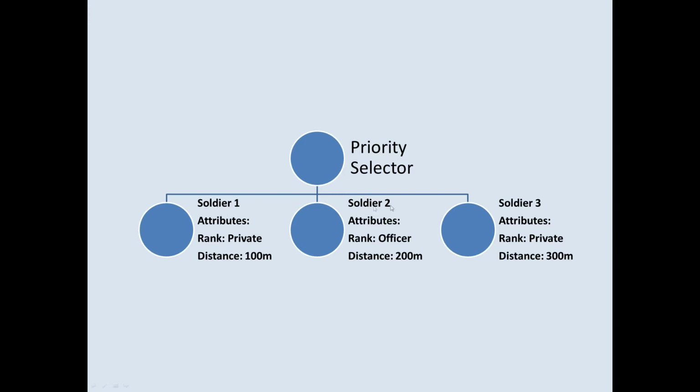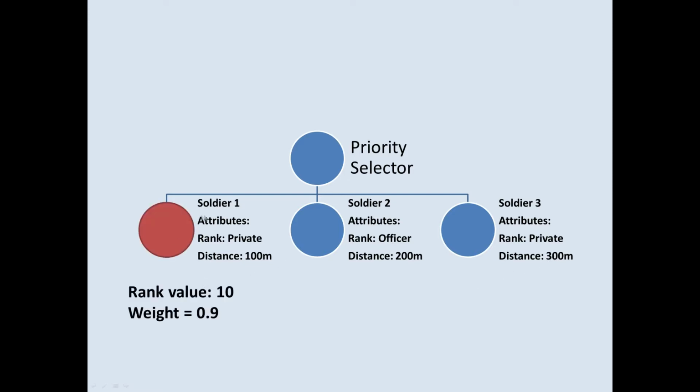So we've got soldier 1, soldier 2 and soldier 3, and there's a couple of attributes. There might be a whole bunch of different attributes that come into this weighting, but let's just use these two right now. So they've got the military rank of private in soldier 1's case, and he's 100 meters away. We've got the military rank of officer, and he's 200 meters away, and we've got the military rank of private, and he's 300 meters away.